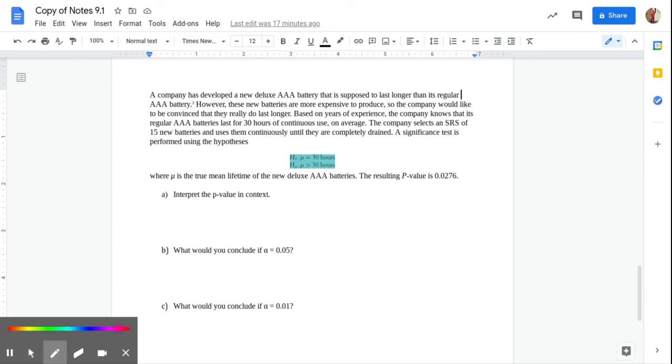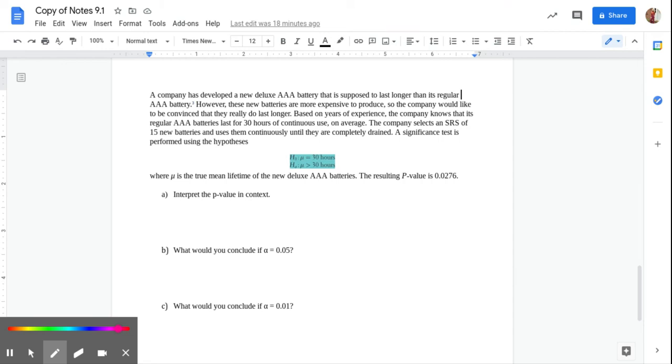All right, so it says a company has developed a new deluxe AAA battery that is supposed to last longer than its regular AAA battery. However, these new batteries are more expensive to produce, so the company would like to be convinced that they really do last longer. Based on years of experience, the company knows that its regular AAA batteries last for 30 hours of continuous use on average. The company selects a simple random sample of 15 new batteries and uses them continuously until they are completely drained. A significance test is performed using the hypotheses.